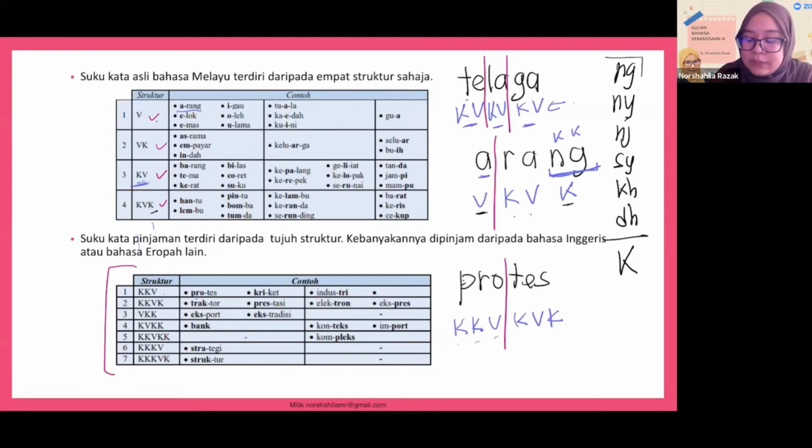In bahasa Melayu, KKV we not allow and we accept but we not allow in our original structure dalam bahasa Melayu asli. Tetapi kita boleh guna untuk perkataan pinjaman, the loan word that we loan from bahasa Inggeris or other languages. Sebab itulah boleh ada KKV macam ni. Traktor, export, bank, strategi, struktur. Okay, ini semua bahasa Inggeris yang dipinjam because we don't have this particular word in bahasa Melayu.